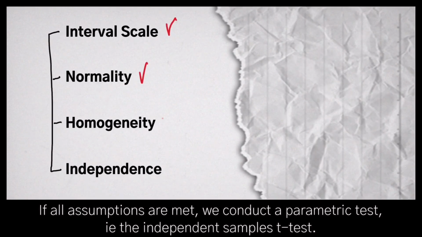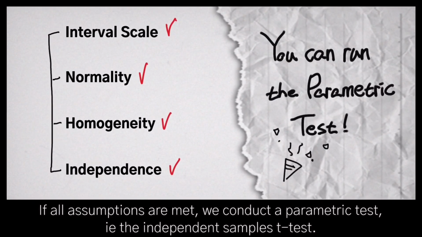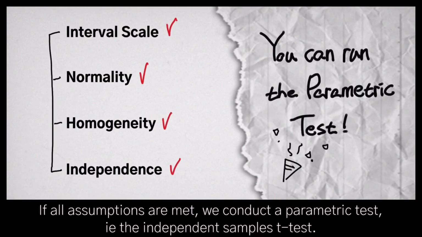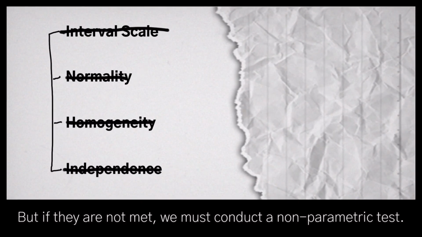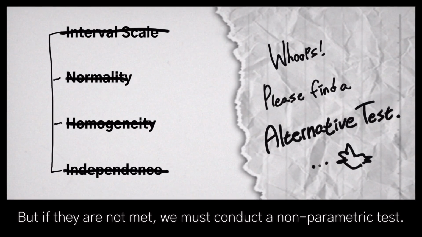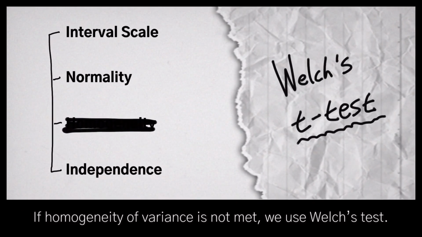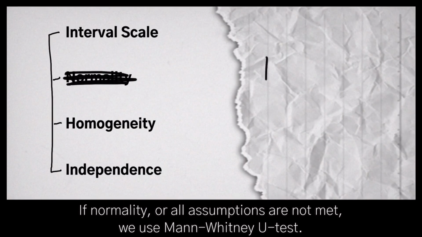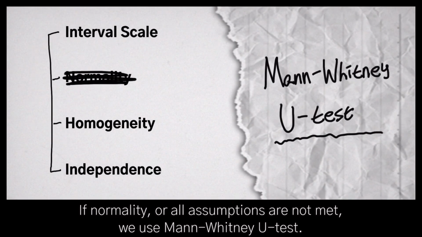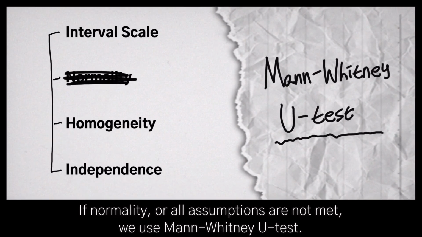If all assumptions are met, we conduct a parametric test, for example the independent sample t-test. But if they are not met, we must conduct a non-parametric test. If homogeneity of variance is not met, we use Welch's test. If normality or all assumptions are not met, we use Mann-Whitney's U-test.